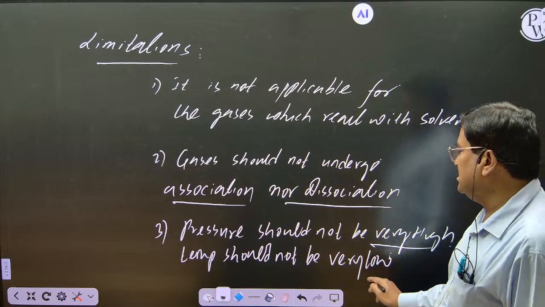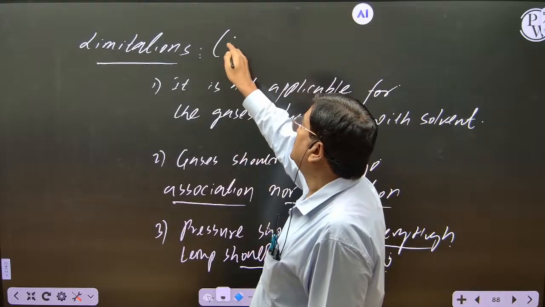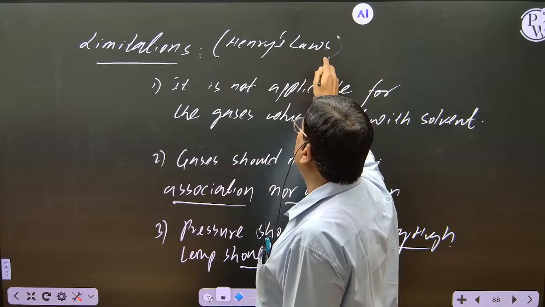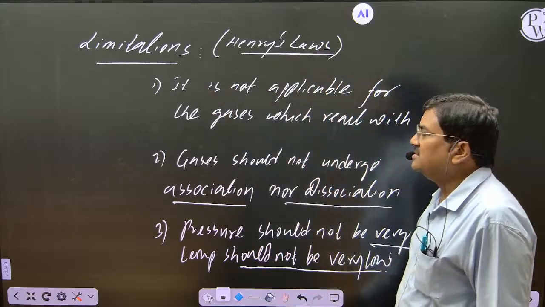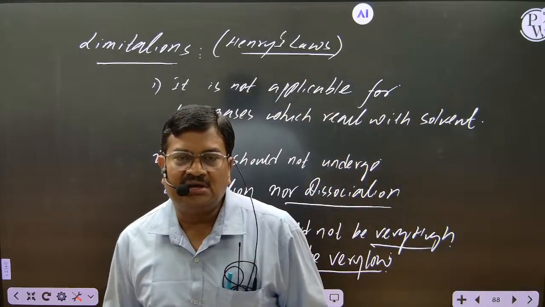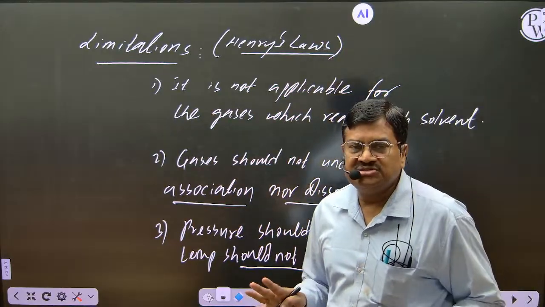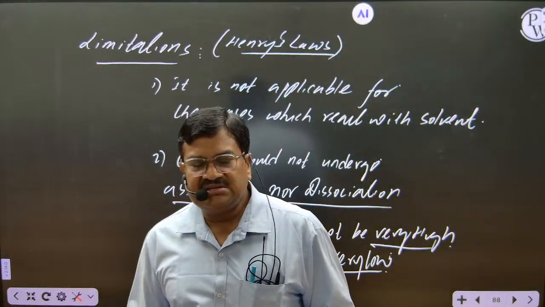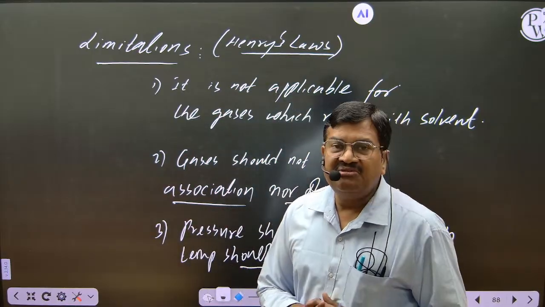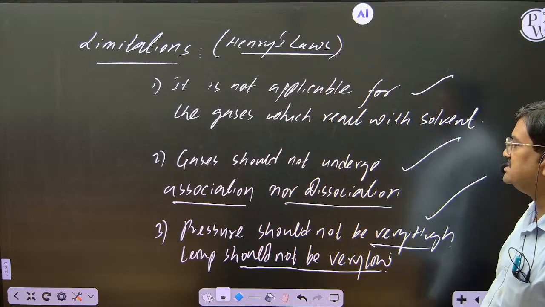So these are the three limitations of Henry's law. From the exam point of view, they may ask you for the various limitations of Henry's law. The first limitation is that gases should not react with the solvent, that is water. The second is that the gases undergo neither association nor dissociation. And the third is that pressure should not be very high and temperature should not be very low. So copy these. These are the three important limitations of Henry's law.